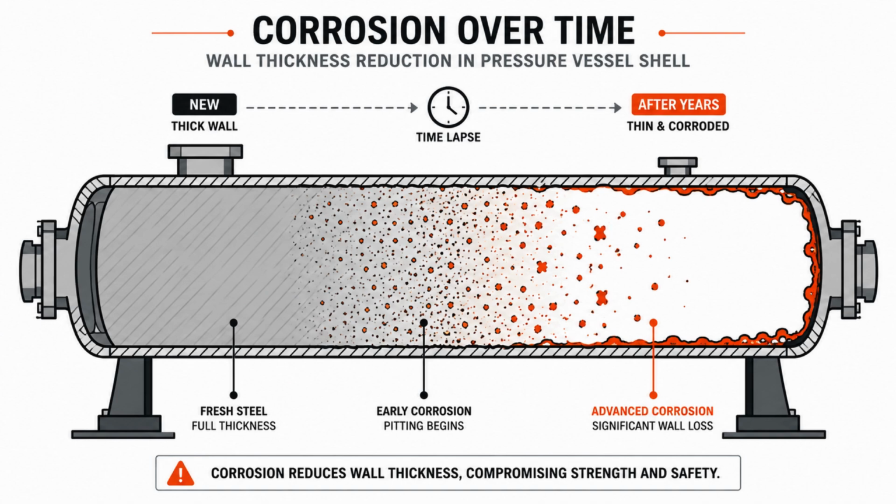A vessel can be perfectly designed on day one and still fail years later, not from a bad calculation, but from steel quietly thinning away. UG-25 is the code's answer to that slow motion problem.